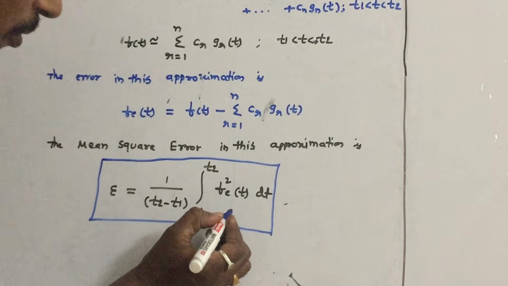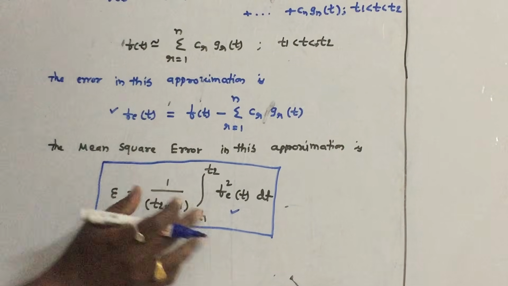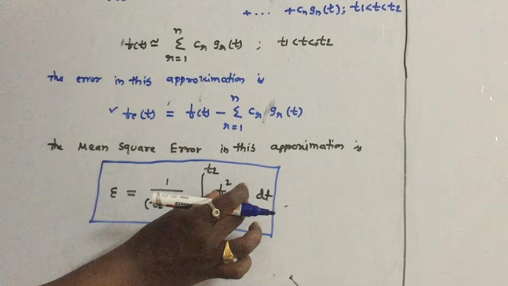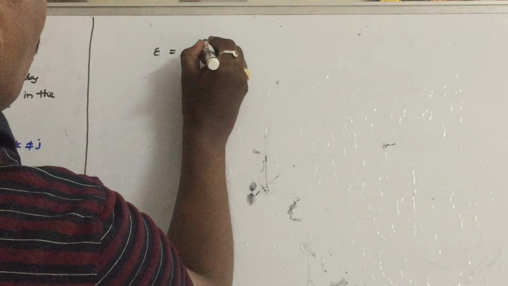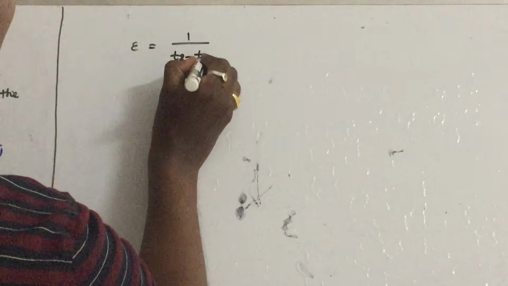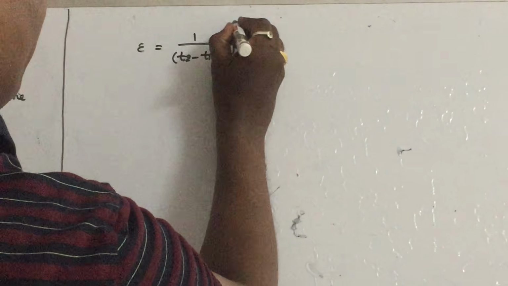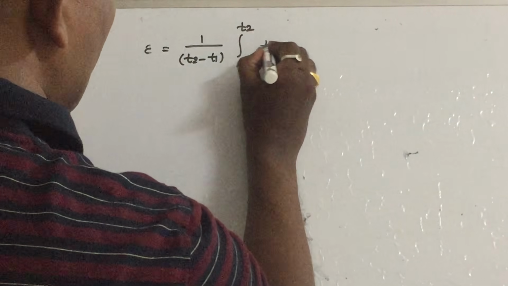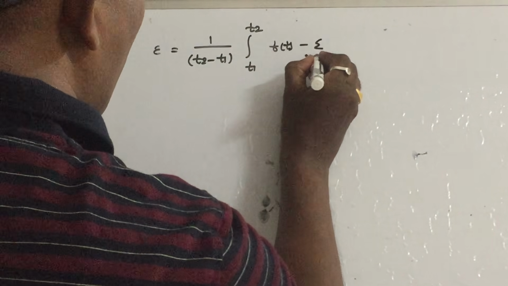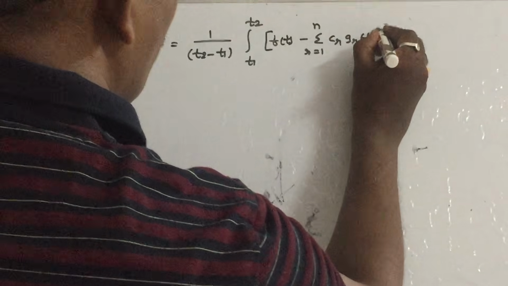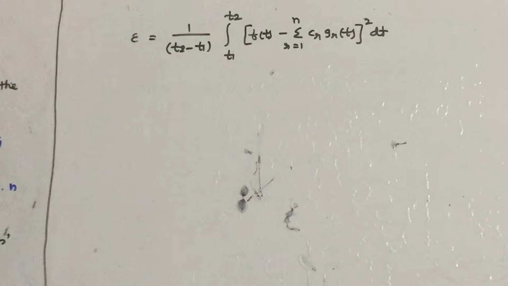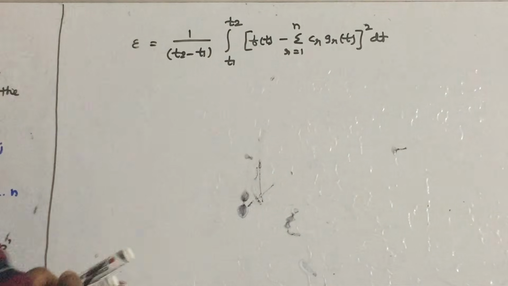Now let us substitute here fe of t and expand it, and the answer will come for the mean square error. That is what we will do now. The mean square error epsilon is equal to 1 by t2 minus t1, integral t1 to t2. What is fe of t? F of t minus summation r equal to 1 to n cr into gr of t, whole square dt. So just square this term.